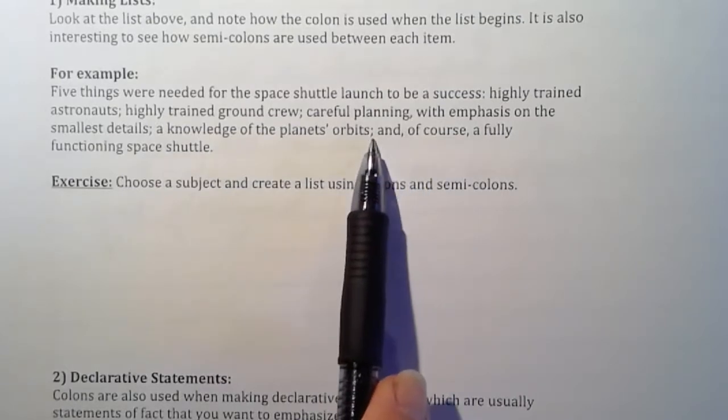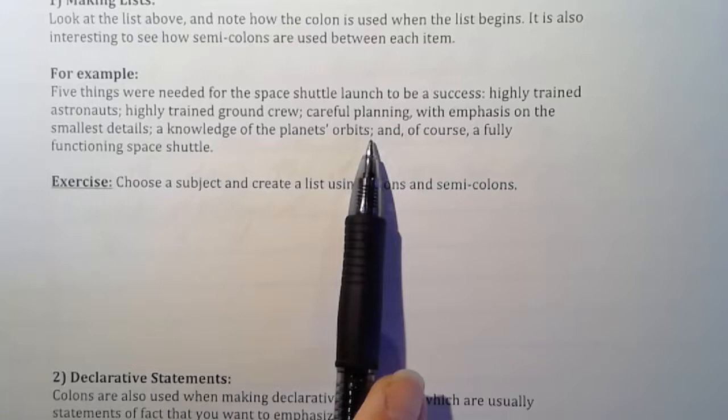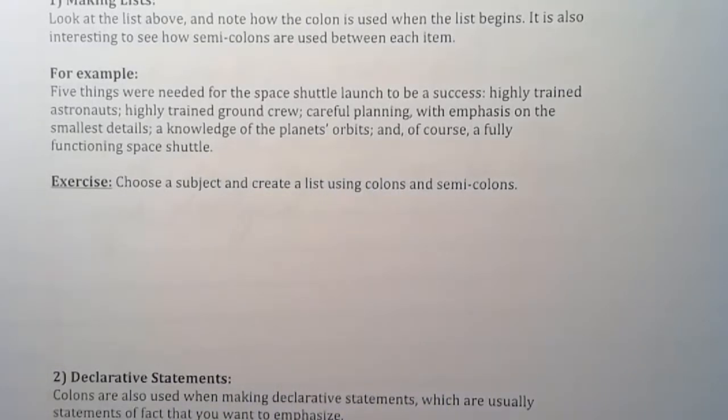So again, these signals here are for the reader. They're not for the writer. They are so that the reader can follow your thinking, and it's a courtesy to the reader to be able to do this kind of thing because it provides the utmost clarity in what you're trying to say.